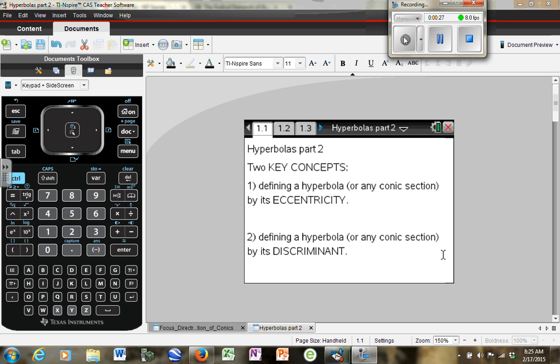I'm going to warn you right now, I'm probably going to be overkill on these two new concepts because they're really, really simple, but I just want to make sure that I've done my duty here and given you everything that you need. So we've got two things to look at today. Last time we looked at a couple of ways to define a hyperbola, and now we're going to look at a couple of new ways to define a hyperbola.